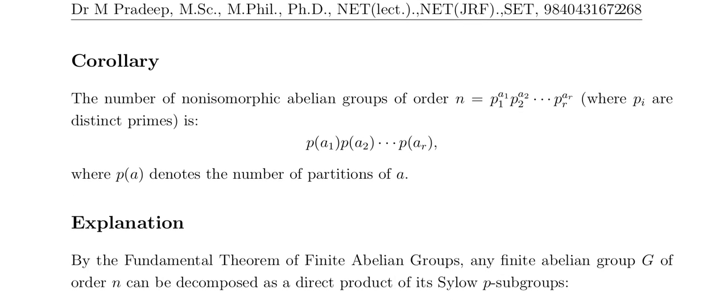This is a good one, the corollary. The number of non-isomorphic abelian groups of order n, that is p1 power a1, p2 power a2, ..., pr power ar, where the pi are distinct primes. So to find the number of non-isomorphic abelian groups, it is enough to find the partitions p(a1), p(a2), ..., p(ar), that is the partitions of each ai. Their product is the number of non-isomorphic abelian groups.